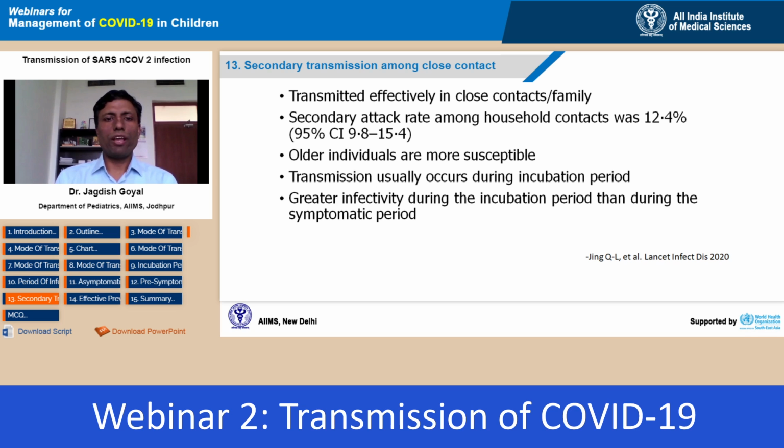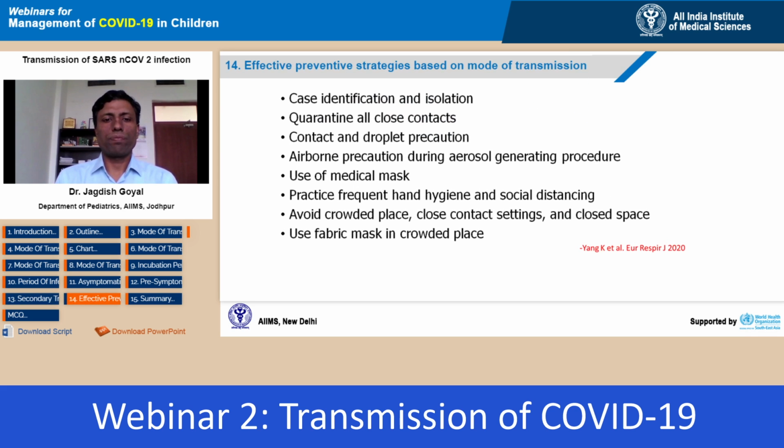Transmission effectively occurs in close contacts and family members. The secondary attack rate among household contacts was found to be 12.4%. Older individuals are more susceptible. Transmission usually occurs during the incubation period. Infectivity is more during the incubation period than during the symptomatic period.